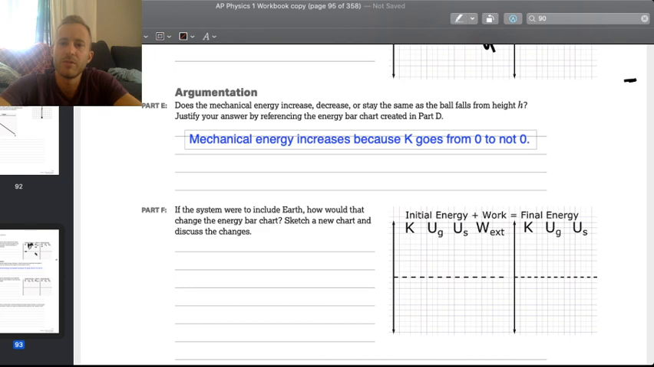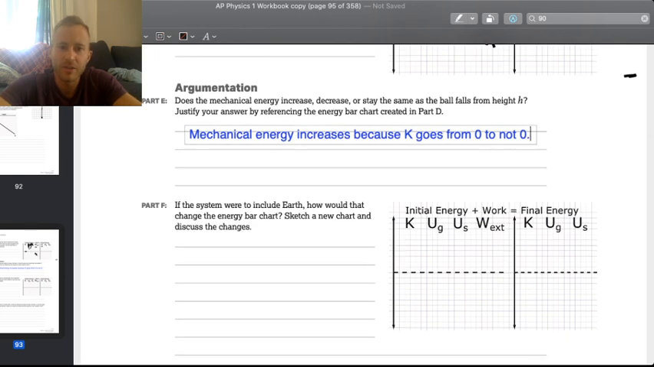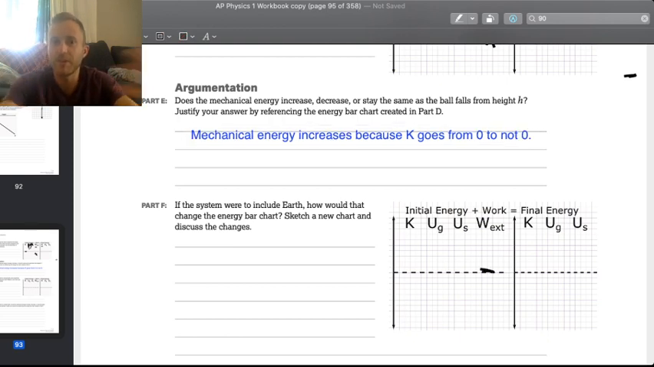If the system were to include Earth, how would that change the energy bar chart? Now we have no external work because gravity is now an internal force, part of the system. So now we have gravitational potential energy. We start out with no kinetic energy. I still don't know what U sub S means. Then we get kinetic energy, but we lose gravitational potential energy. So basically, the external work is not external anymore if we include the Earth in the system.